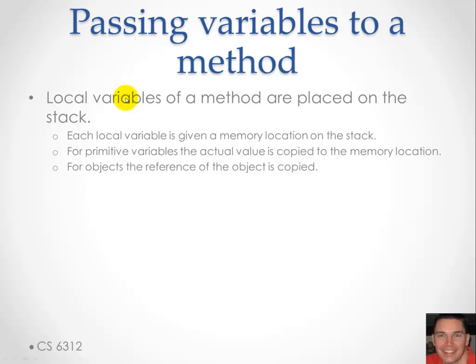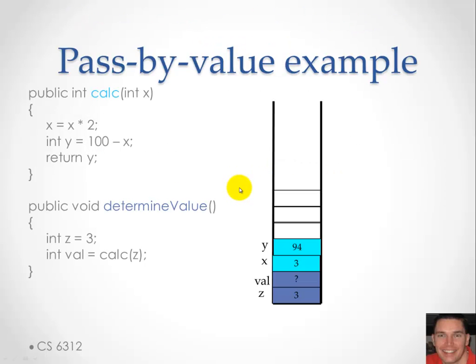Now I want to start discussing passing variables to a method. Remember, local variables of a method are placed on the stack, and each local variable is given a memory location on the stack in our slots there. For primitive variables, the actual value is copied to the memory location, and for objects, the reference of that object is copied. So let's look at a couple examples here.